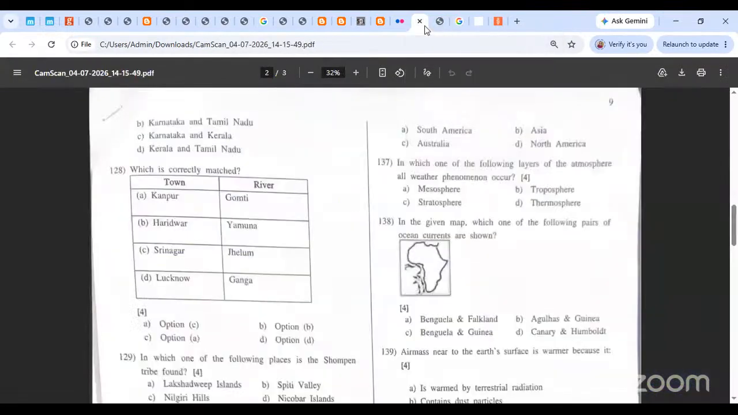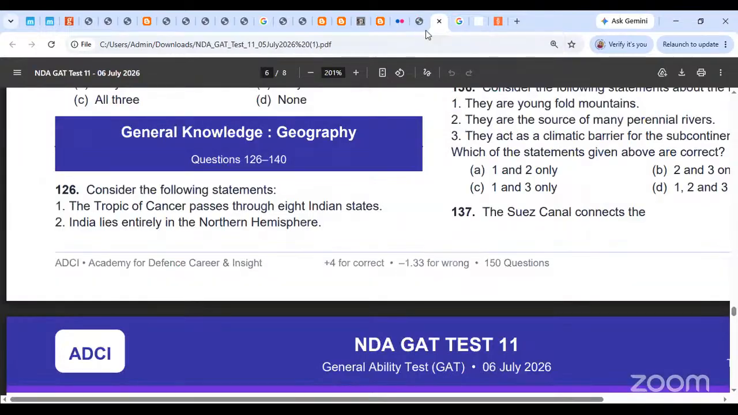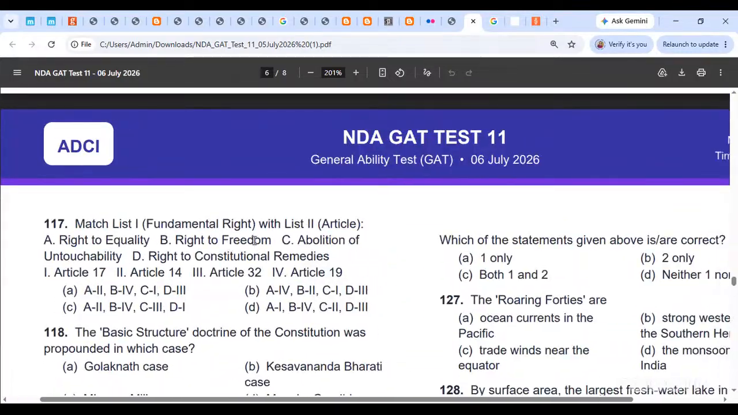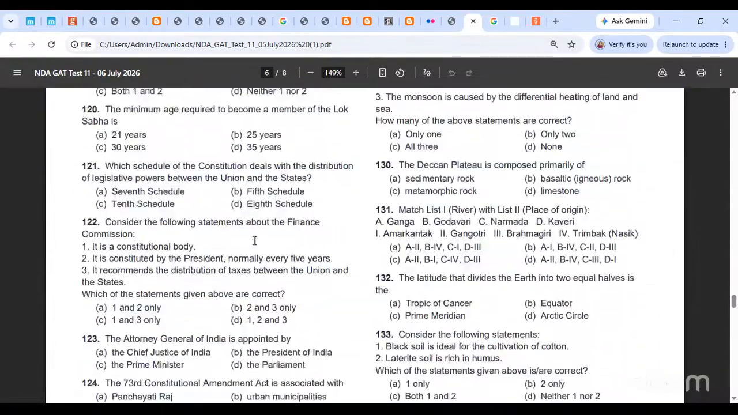Now we move on to the next question paper that is for today, the 5th of July. You were attempting this paper today. Look at the following questions. Consider the following statements. The Tropic of Cancer passes through 8 Indian states. India lies entirely in the northern hemisphere. You have to verify if these two statements are correct, or both are correct, or neither is correct.